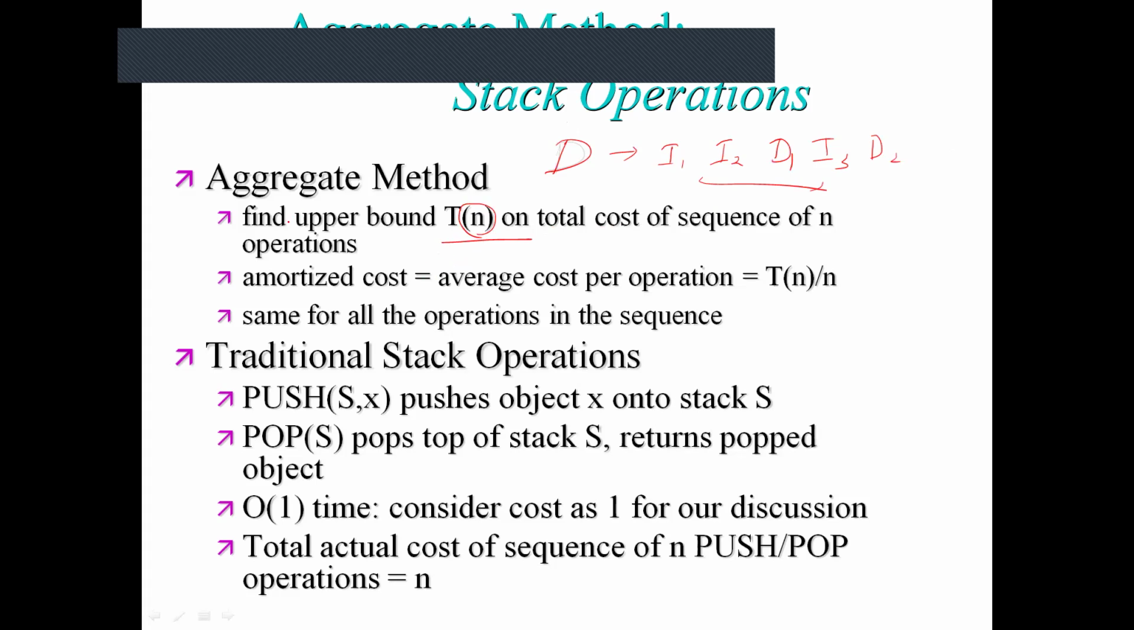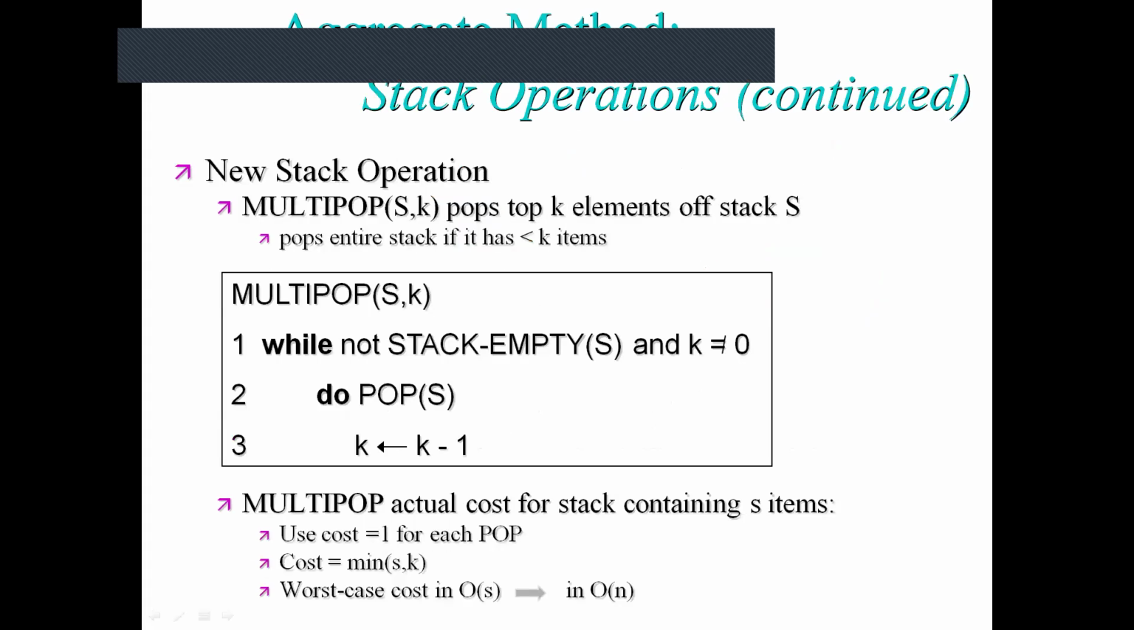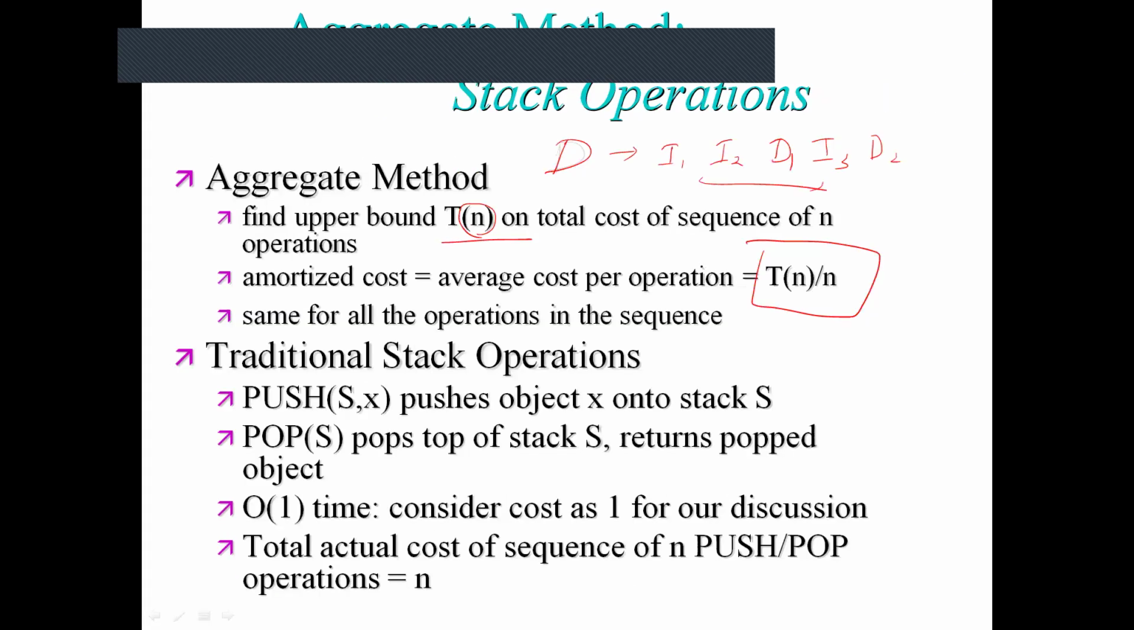So in the worst case, the average cost or the amortized cost per operation can be denoted by T of n by n. And it will be the same for all the operations in the sequence. So in order to understand these examples, we'll look at a new kind of stack operation known as multi-pop. Before moving on to multi-pop, we should know what the traditional stack operation looks like.